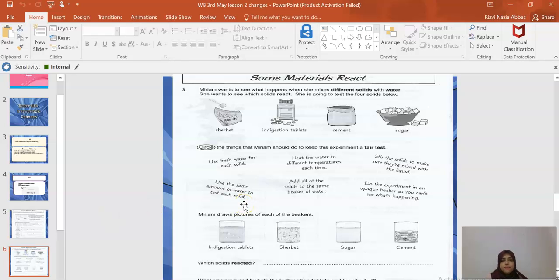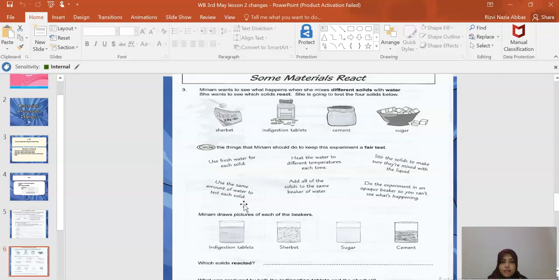Now we come to the next page. Miriam wants to see what happens when she mixes different solids with water. She wants to see which solid reacts. She's going to test the four solids below. So she has got a sherbet, some indigestion tablet. Indigestion tablet is, when you have acidity and you have indigestion, you take those tablets. Then she has cement and sugar cubes.